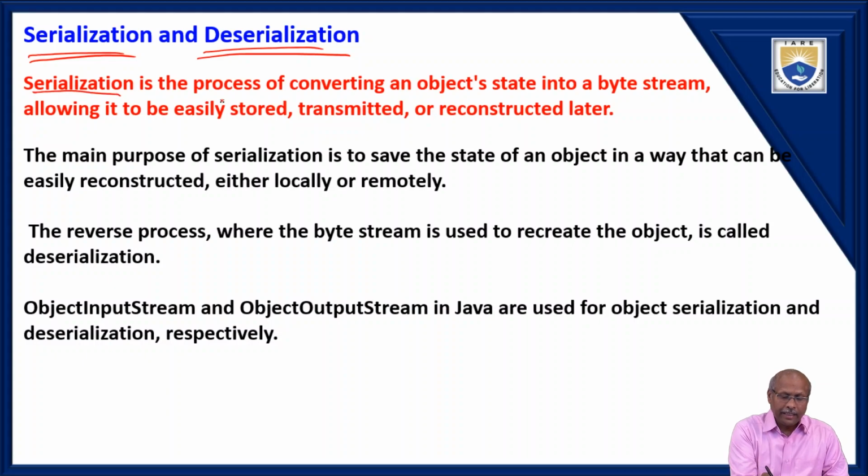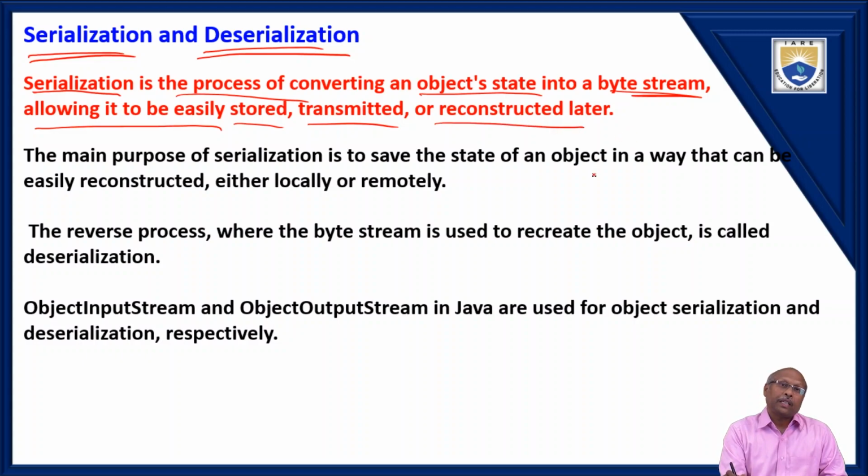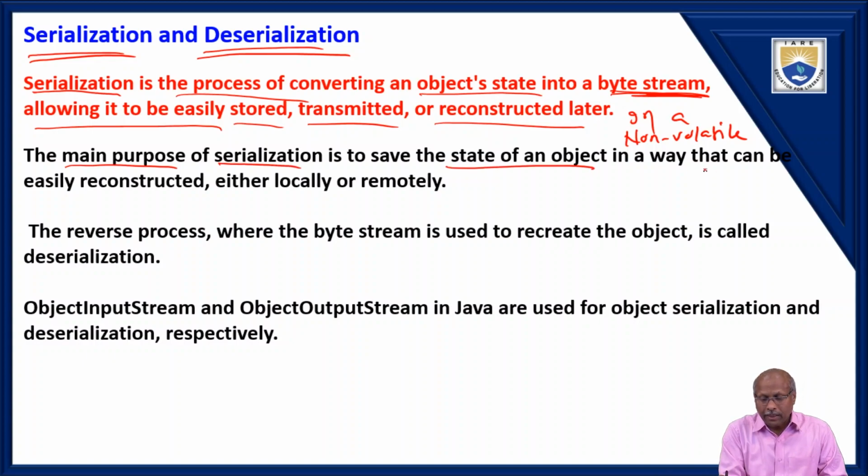So please understand, serializing is a process of converting object state into a byte stream and allowing it to be easily stored and transmitted or reconstructed later. Whatever data you are writing, object data, to a non-volatile area, later on I should be able to retrieve it also. That process is called serializing. Generally, where do you have to store? In a non-volatile area. The main purpose of serialization is to save the state of an object in a way that can be easily reconstructed either locally or remotely.